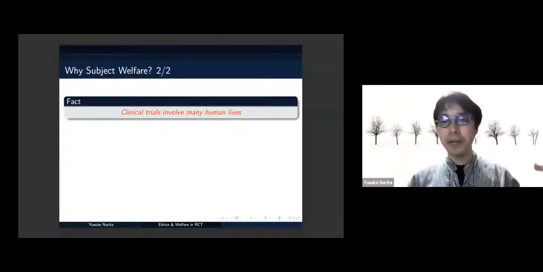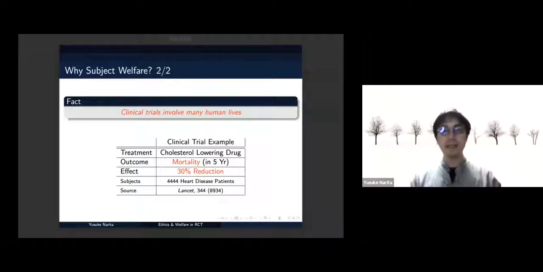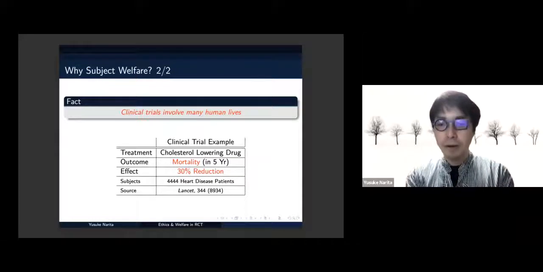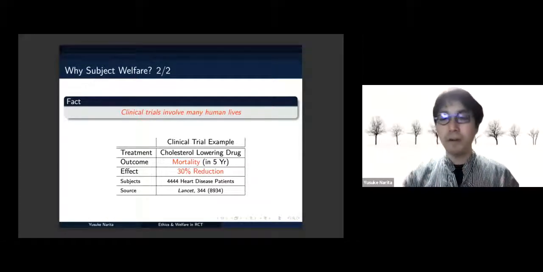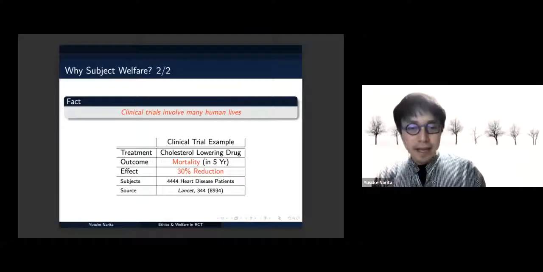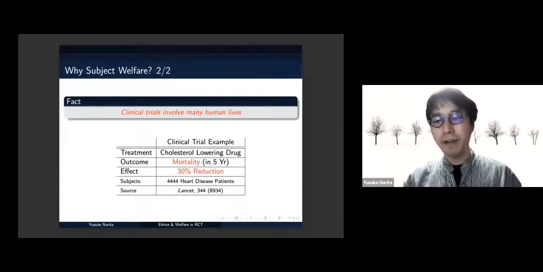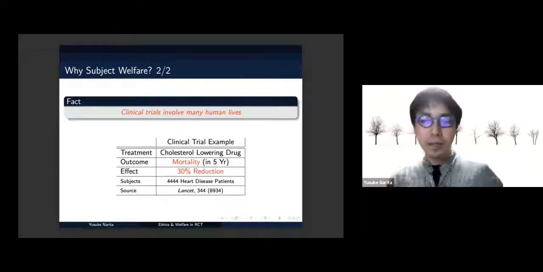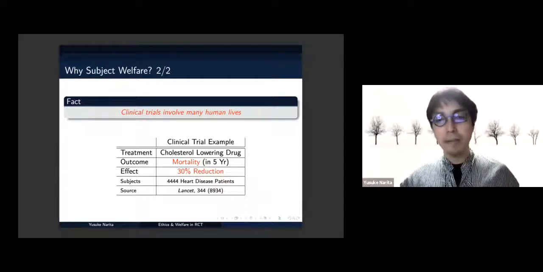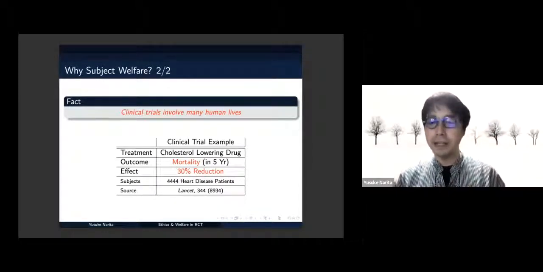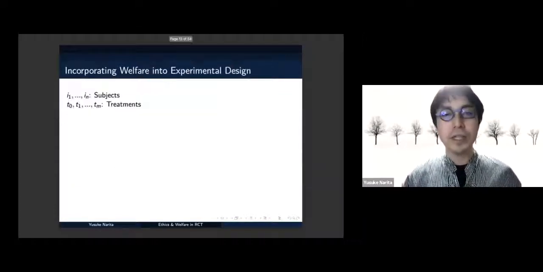That is, think about COVID-19 vaccine trials or this specific clinical trial where the treatment was a newly developed cholesterol-lowering drug. And this drug was randomly assigned to over 4,000 heart disease patients. Then this drug turned out to be a miracle drug, so that the treatment effect on the 5-year mortality rate was more than 30% reduction compared to the baseline level. So then from this single clinical trial alone, the lives and deaths of hundreds of individuals depend on how to design this clinical trial and who gets which treatment.